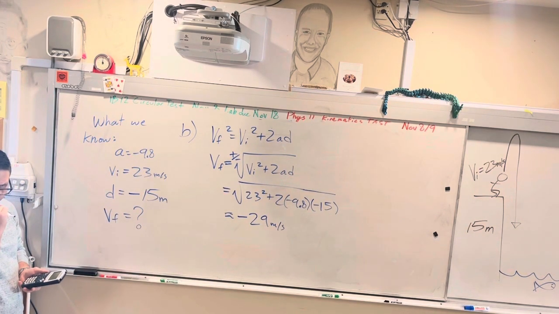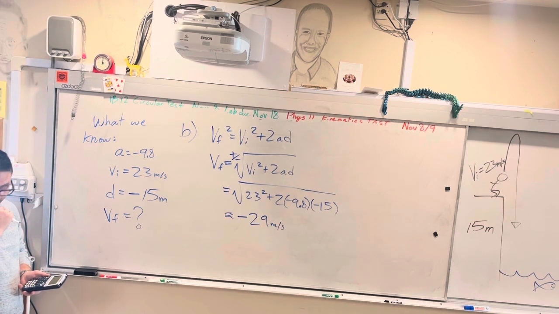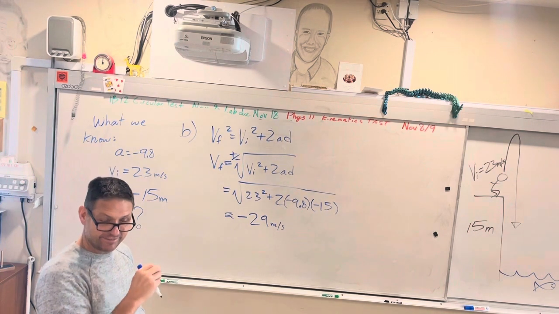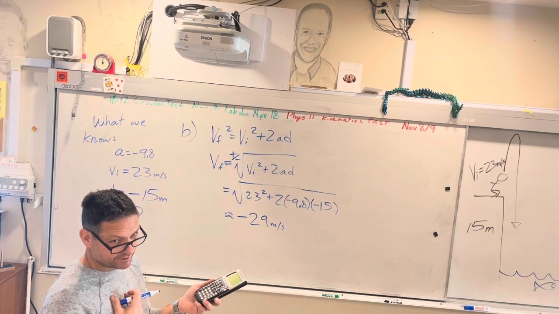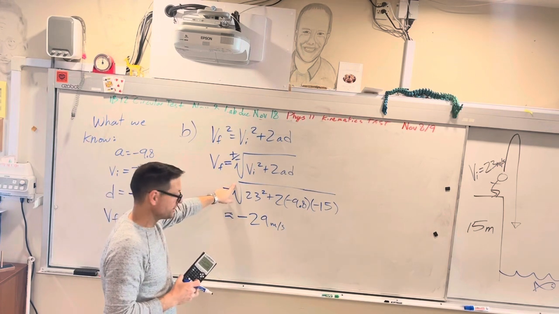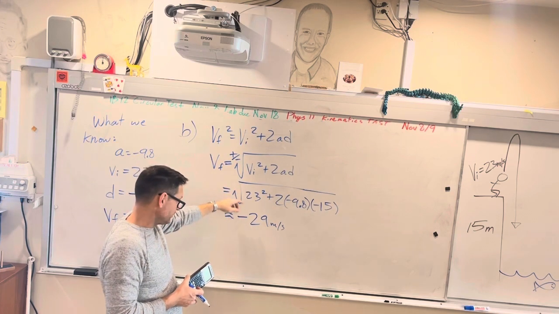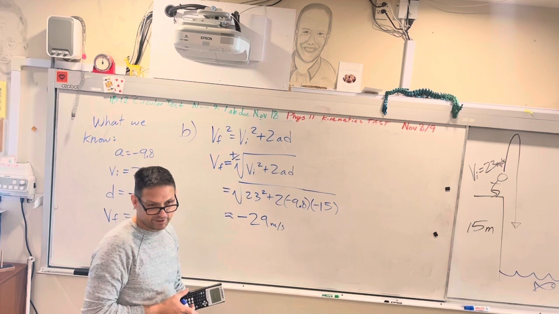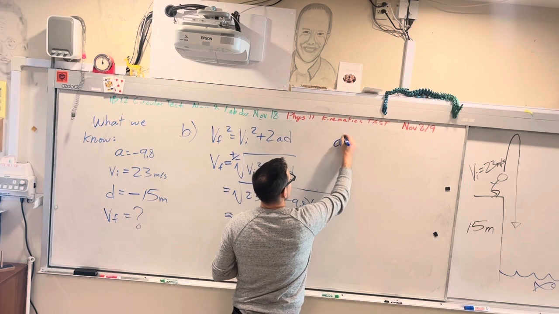Zed, do you know what's going on here? What did you get for B? Negative 29. Okay. Your calculator will give you the positive answer, and so did mine. It doesn't tell you that the square root is positive or negative, but you can make it negative if you want to. So we make it negative because we know he's going down at the end. That's the only reason.